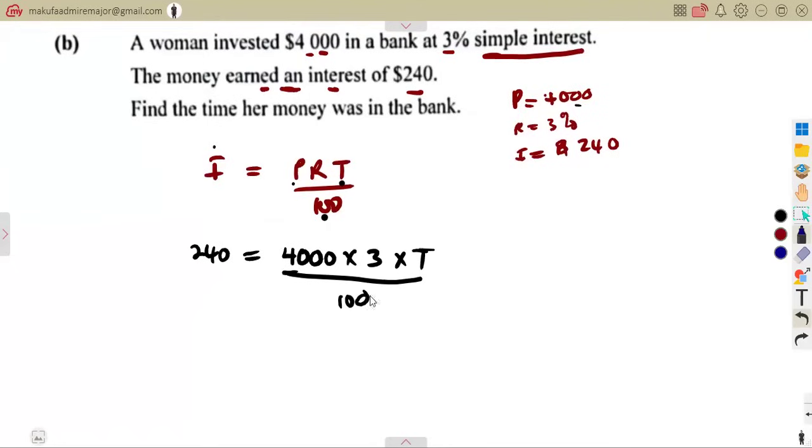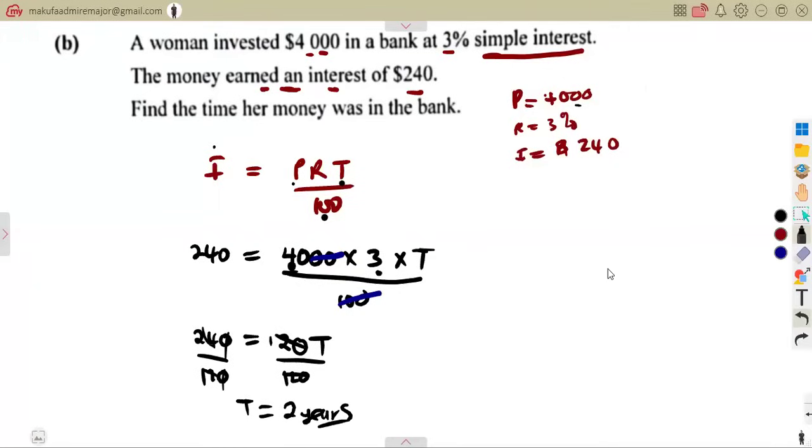So you can also reduce these zeros here before you cancel. That's 240, so equal to 40 times 3, which is 120. 120 t, divide by 120 on both sides. So t is going to be 2. So like I said, the time is in years.